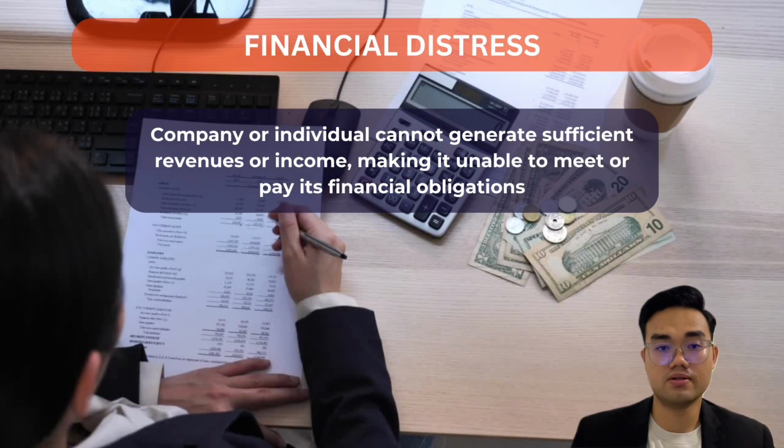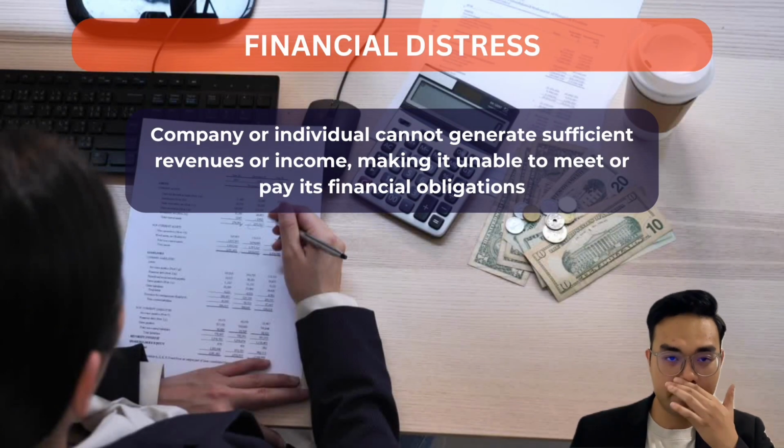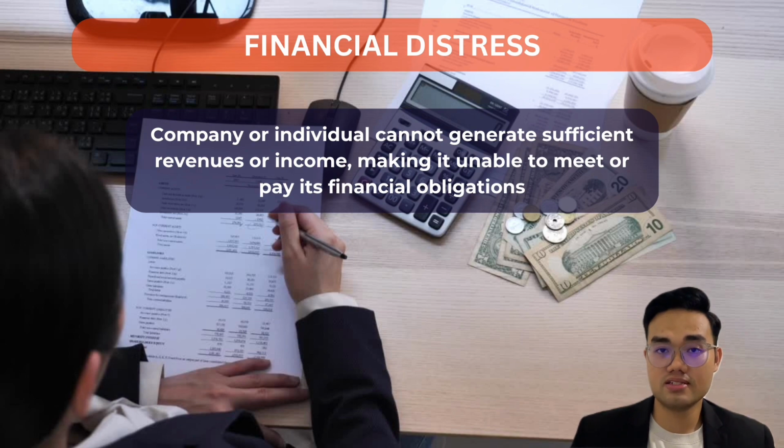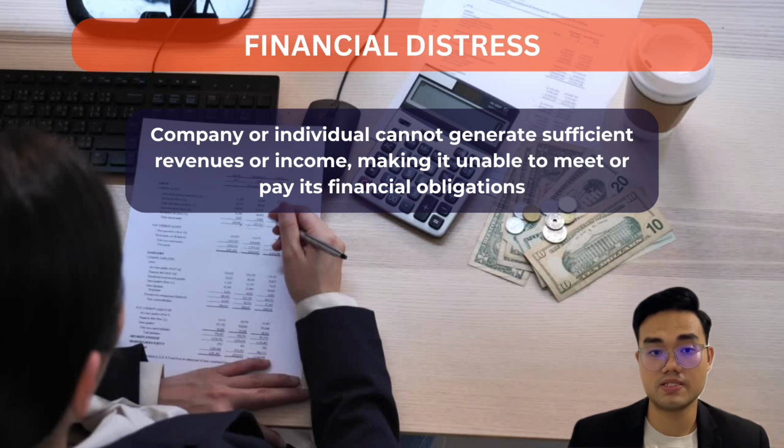Now I'm going to explain financial distress. Financial distress is actually a situation where a company or individual cannot generate sufficient revenues or income, making it unable to meet or pay its financial obligations. In other words, if a company or individual experiences a period of time when it cannot pay its debt, bills, and other obligations by their due date, they are likely experiencing financial distress.